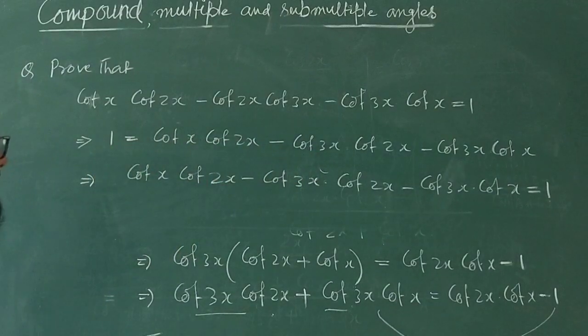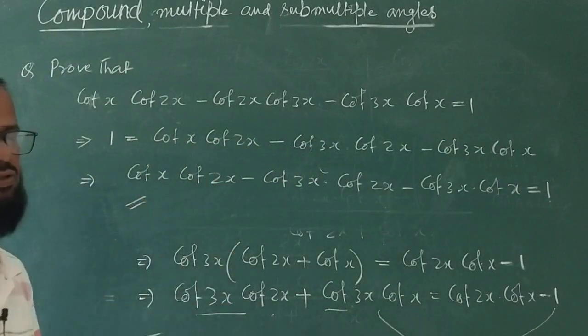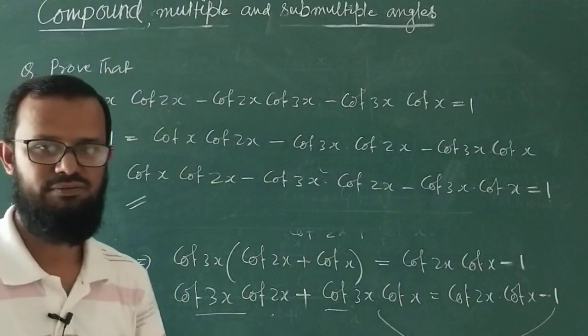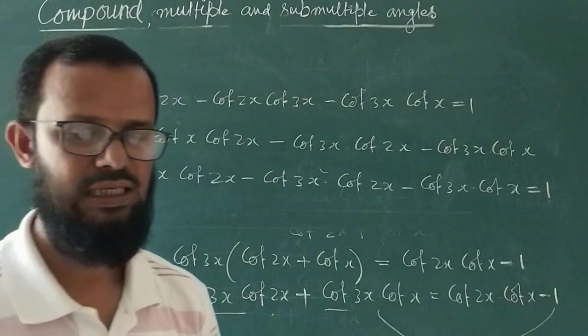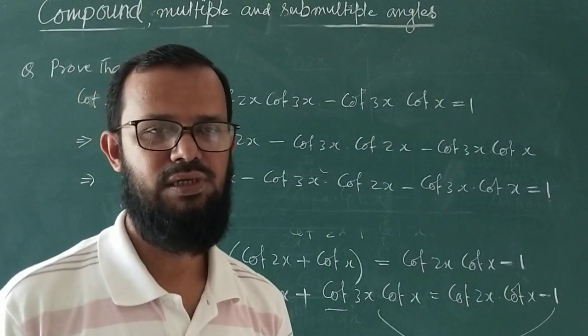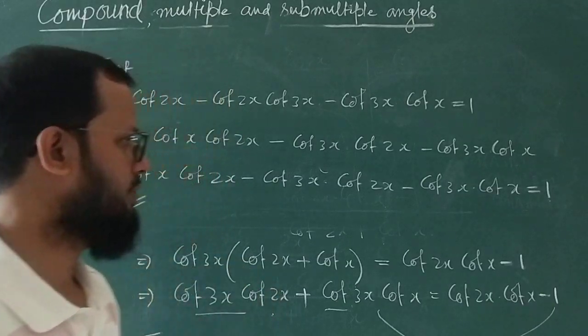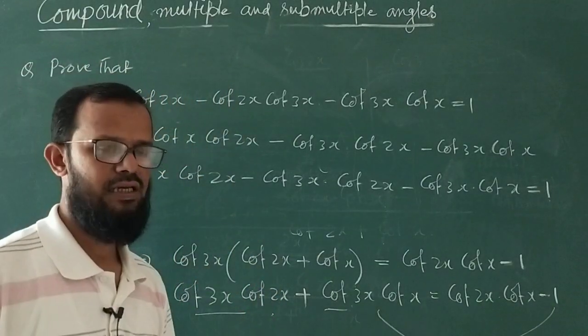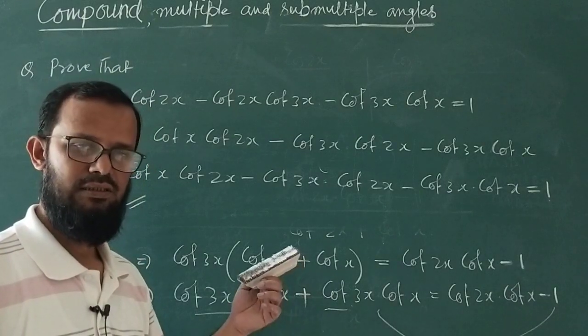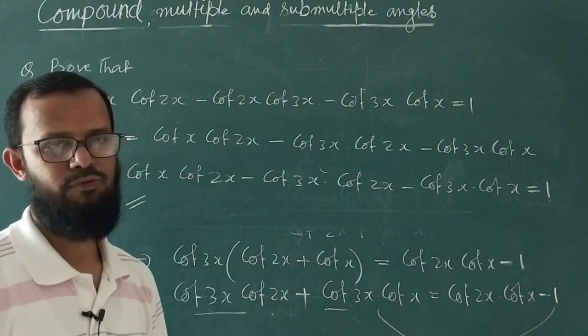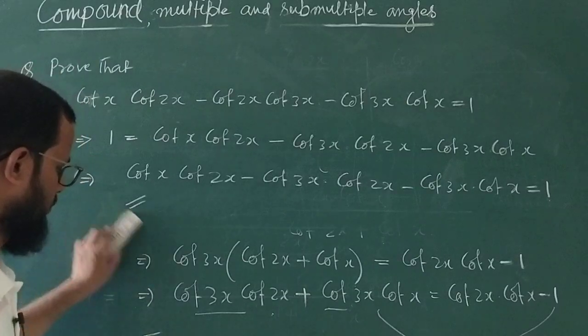1. Henceforth, so this question can be solved by see the technique of the solving the problem. Start with 3x. 3x can be written as what? Twice x plus x, and दोनों साइड में cot लगाया, and then what happen? Use the formula cot a plus b, and finally you get the desired answer, okay. जो हमें प्रूफ करना है वो हो गया. Hope you understand.